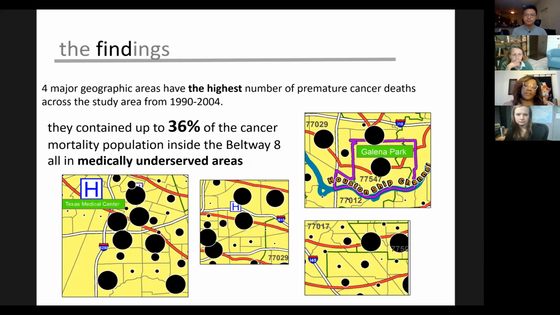And medically underserved areas are designated by HRSA as having too few primary care providers, a high burden of infant mortality, high poverty, and a high population of the elderly. So these would be considered vulnerable communities.